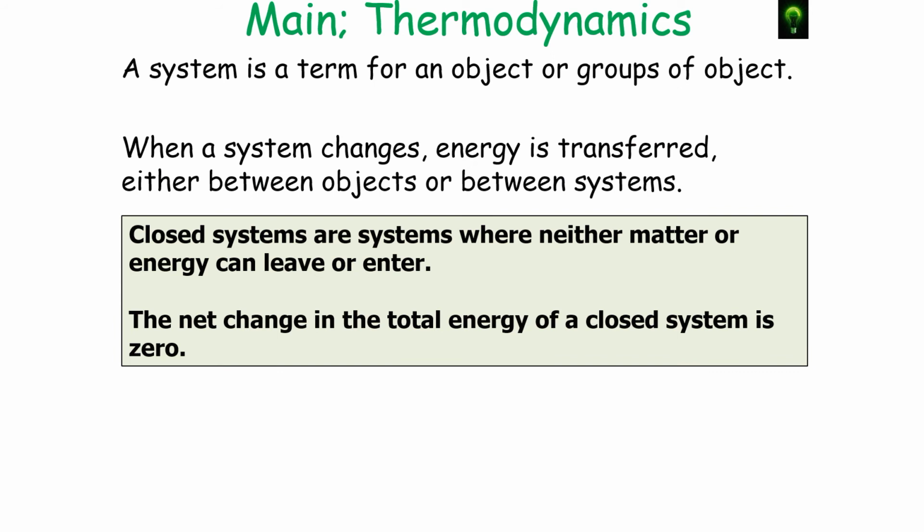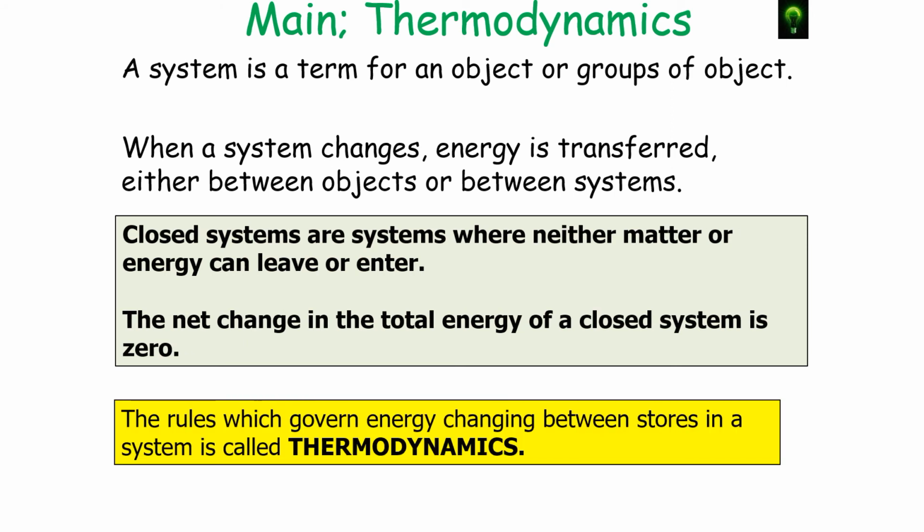So a system is a term for an object or groups of objects. When a system changes, energy is transferred either between objects or between systems. Now closed systems are systems where neither matter nor energy can leave or enter. The net change in the total energy of a closed system is 0.